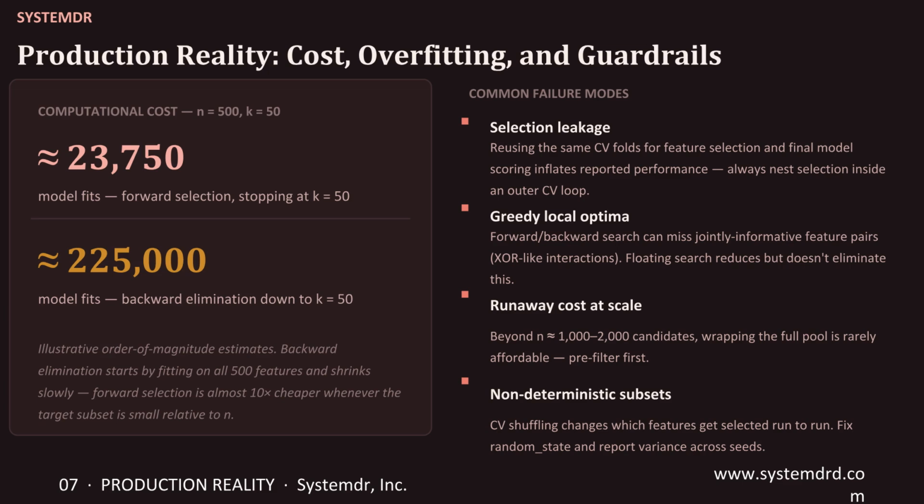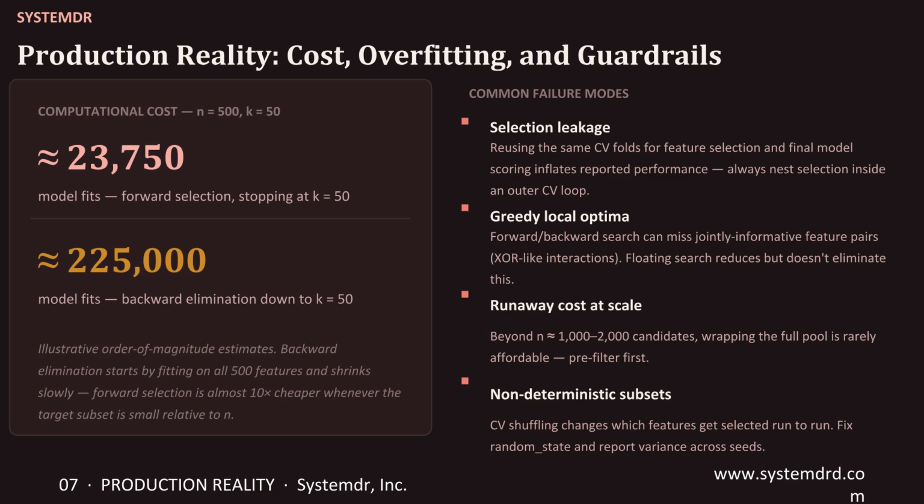Now, the failure modes. And if you only remember one thing from this slide, make it the first one. Selection leakage. If you use the same cross-validation folds to select your features and to report your final model's performance, you will inflate your numbers, quietly and consistently. Always nest your feature selection inside an outer cross-validation loop. Second, greedy local optima. Forward and backward search can miss feature pairs that are only informative together, XOR-like interactions. Floating search reduces this risk but doesn't eliminate it.